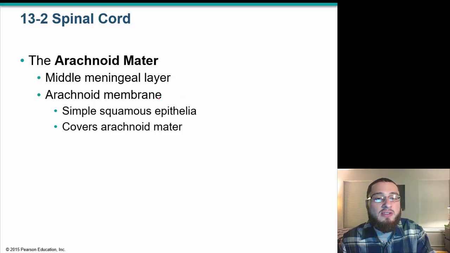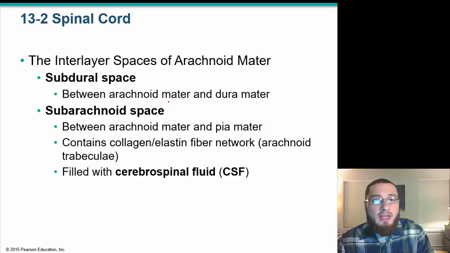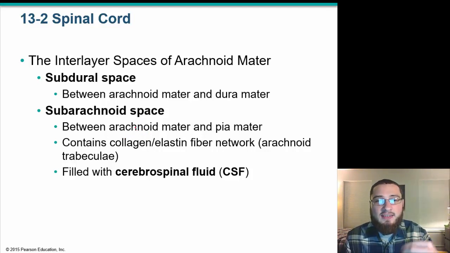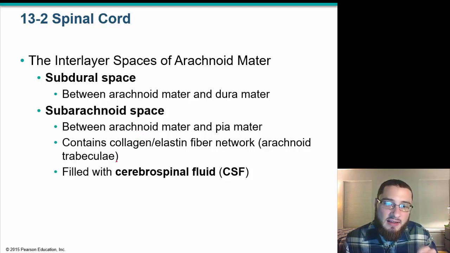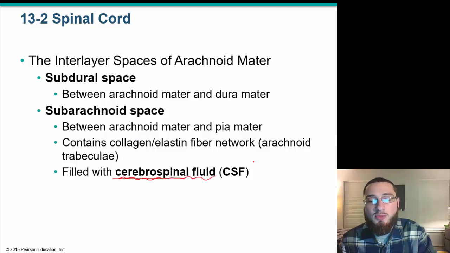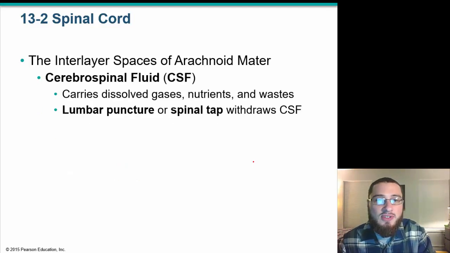Arachnoid mater is the in between, and then you have the subdural space between the arachnoid mater and the dura mater, and then the subarachnoid space, which is going to be between the arachnoid mater and the pia mater. So there are spaces in between. Obviously, it's one solid piece, but we like to dissect and separate these things and have anatomical terms for all these spaces. And in this subarachnoid space, we are going to have cerebral spinal fluid, which is very important that we talk more about in chapter 14. It carries dissolved gases, nutrients, and wastes.